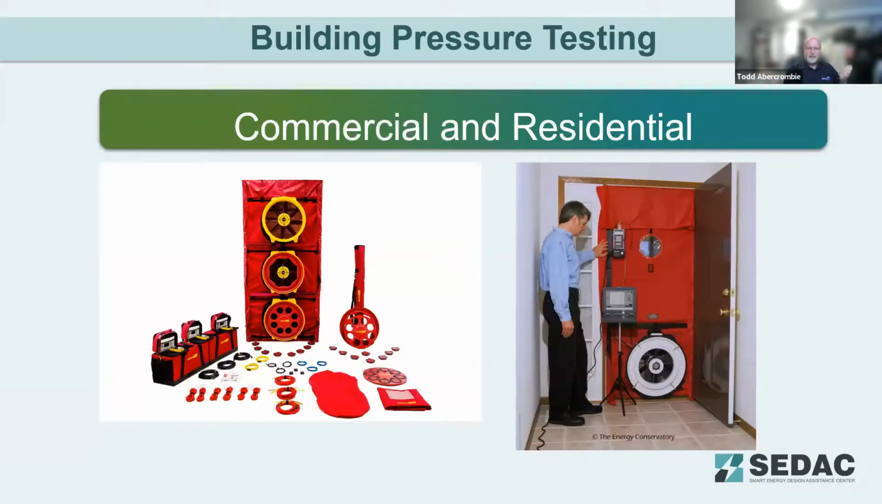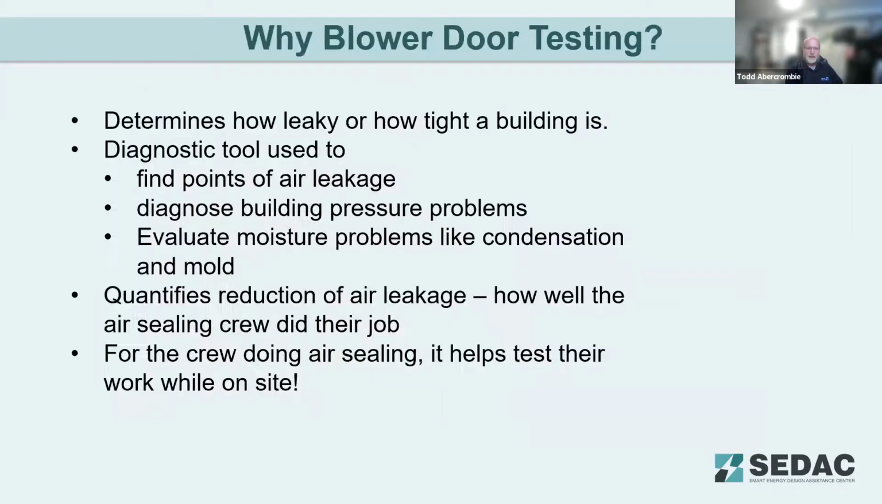Moving into building pressure testing. Of course, we've got commercial and residential buildings that are requiring testing today. On the left there was the RetroTec version, and on the right, the Energy Conservatory version of the blower doors. But why do we do blower door testing in the first place? Well, to start off with, it tells us how leaky or how tight the building's going to be. Generally speaking, the tighter we construct the building, the more efficient that building's going to be, the more comfortable and more even the temperatures throughout the building are going to be, and the less likely you can have potential moisture problems in wall cavities and attic spaces and interstitial spaces.